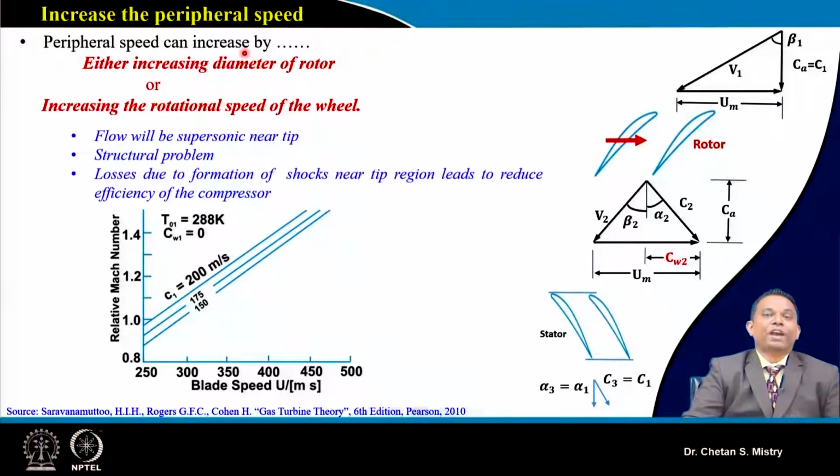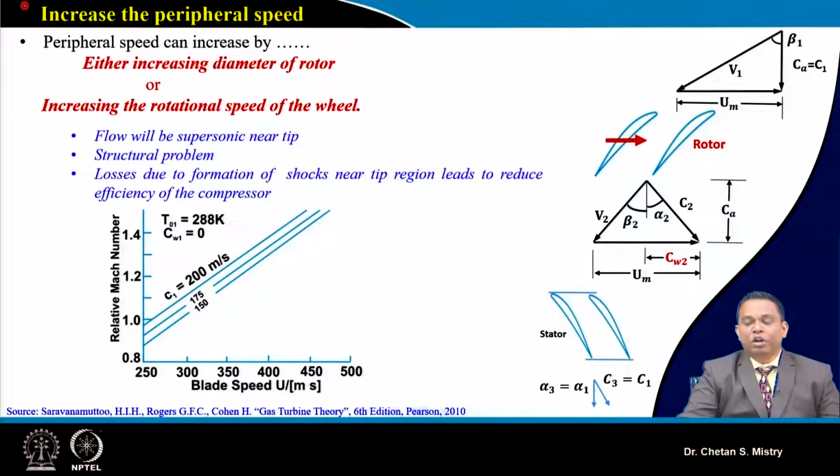Now let's see, we are opting for the first option. That's what it says: increase the peripheral speed. If we are looking at increasing the peripheral speed, we have two options. Either we can increase the rotational speed or we can increase the diameter, or we can say we can increase the span of my blade.